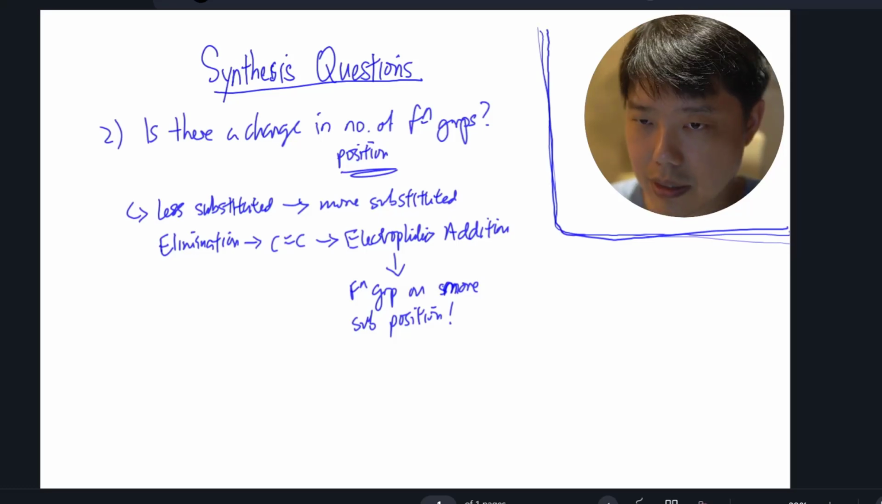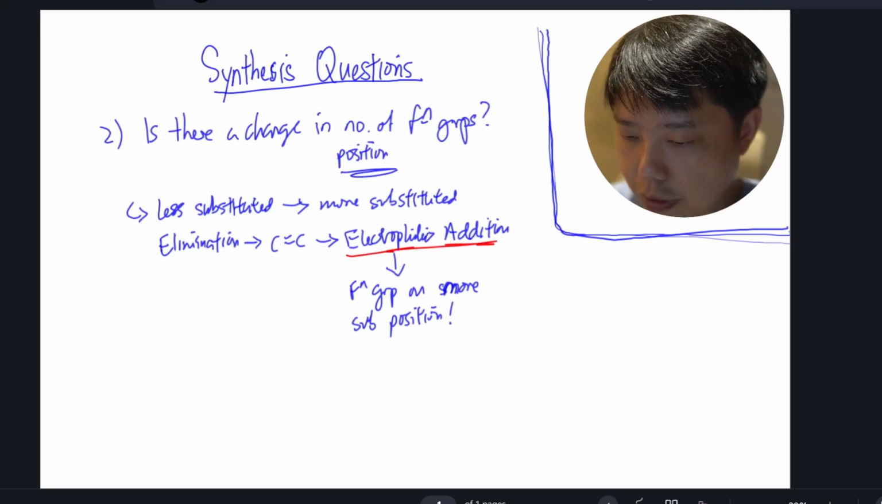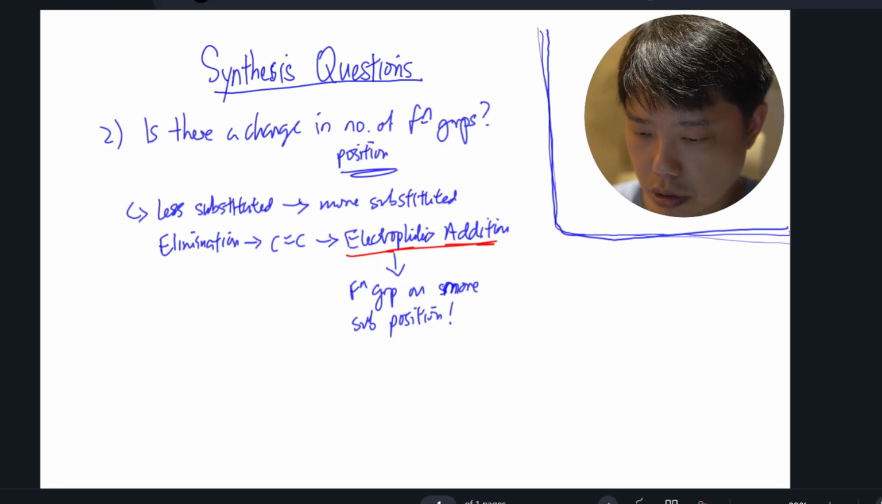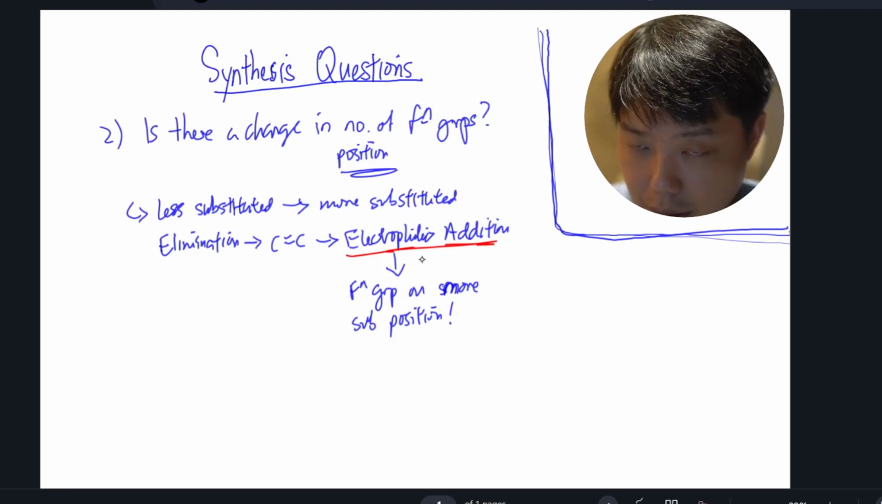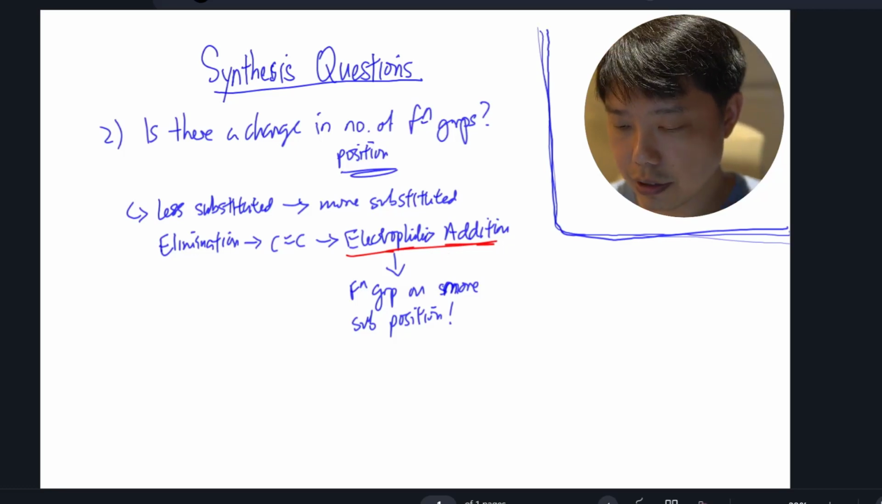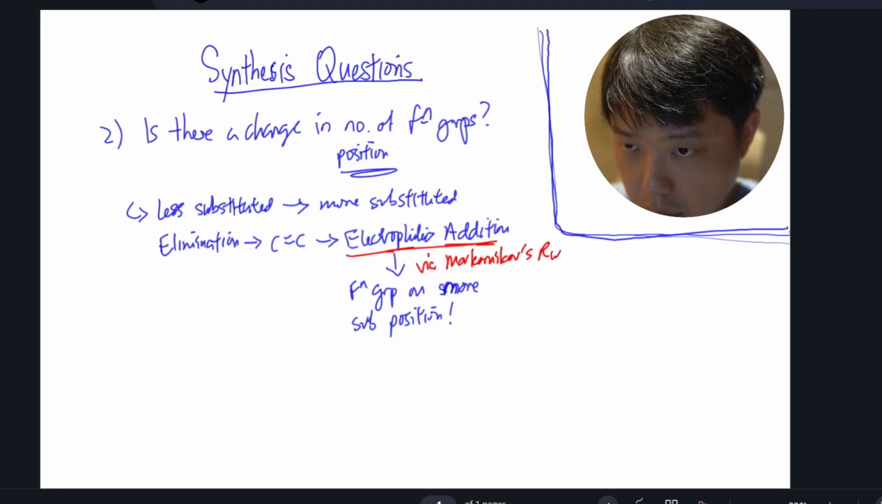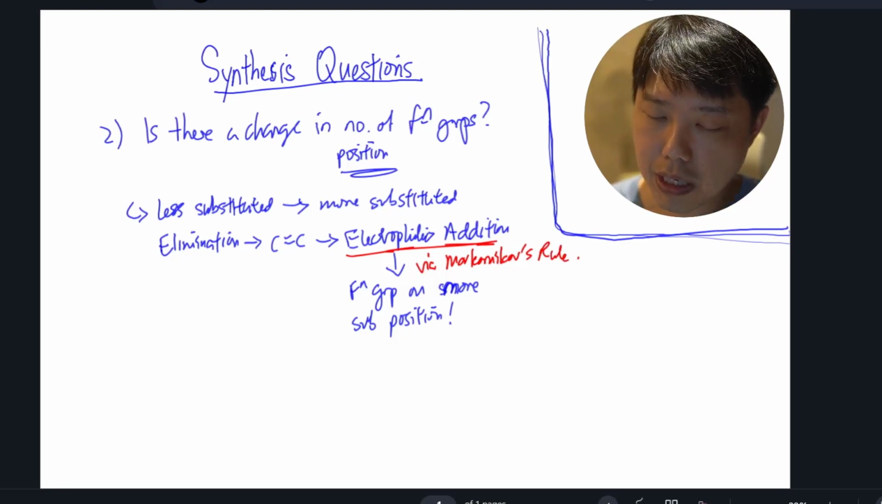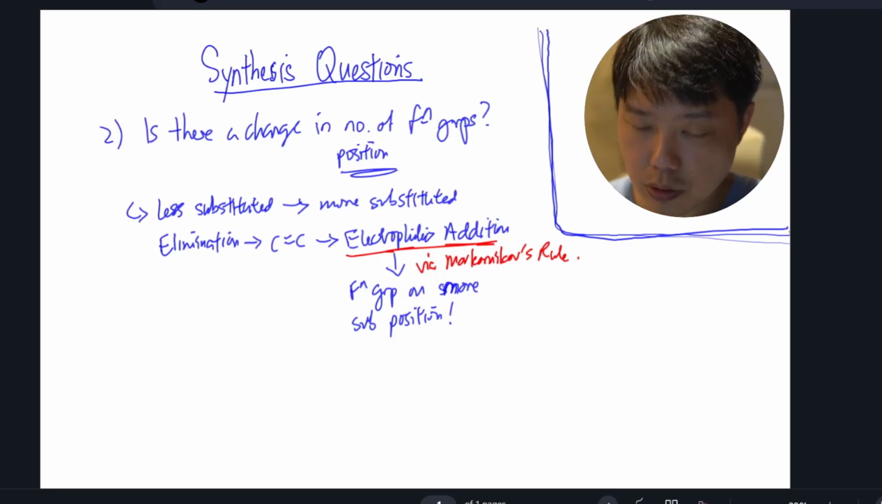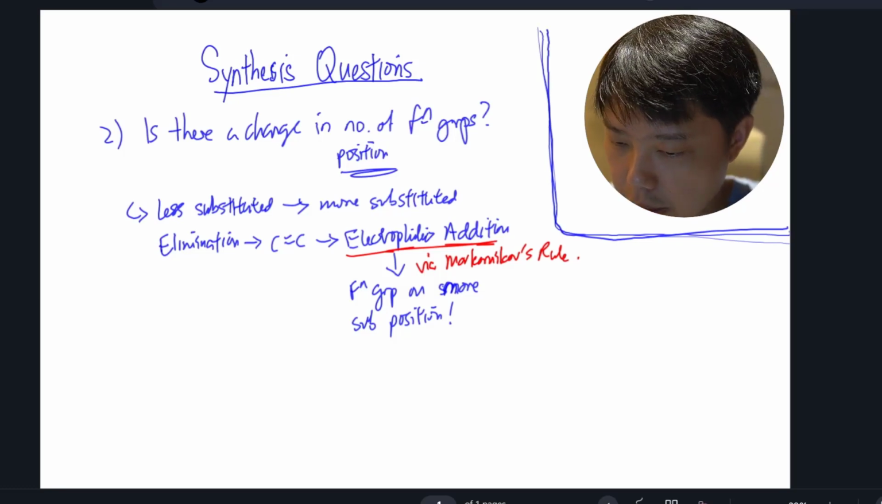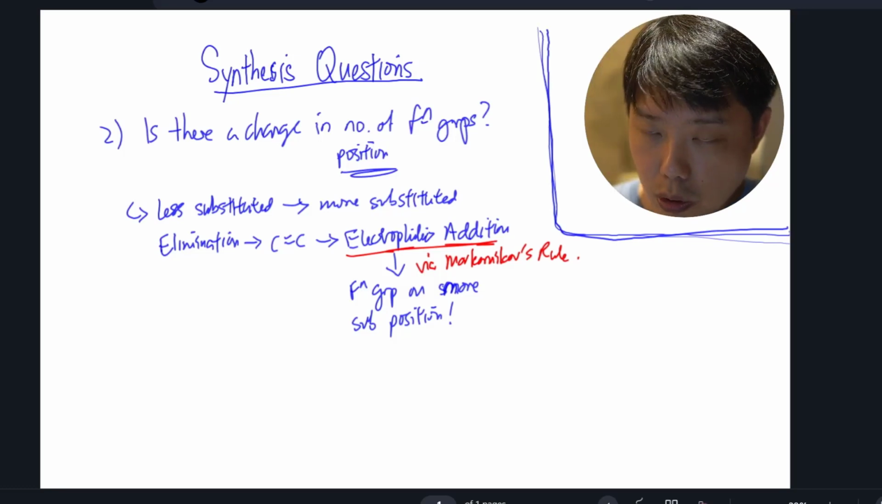Okay, why does this happen? Because when you do electrophilic addition, what you're trying to do is actually add something across a CC double bond, and this addition would proceed via Markovnikov rule. So when you have this Markovnikov rule, your functional group will go from the less substituted to the more substituted position. So if you're not sure why that happens, please go back and revise your alkenes, the mechanism. Okay, so that is if it goes from a less to a more substituted position.